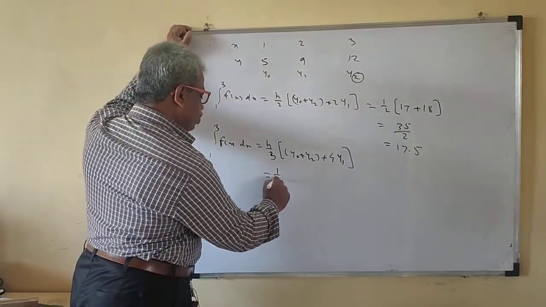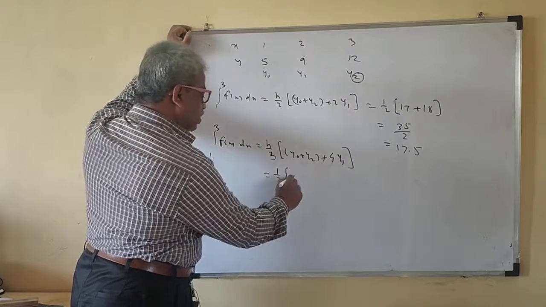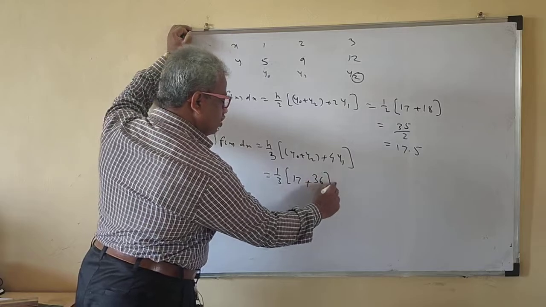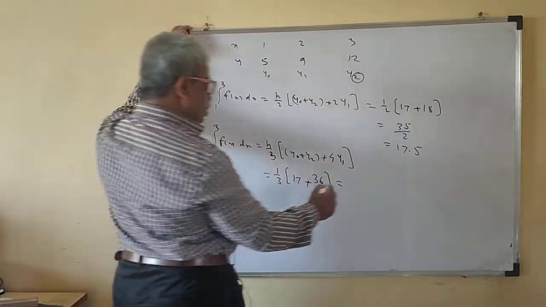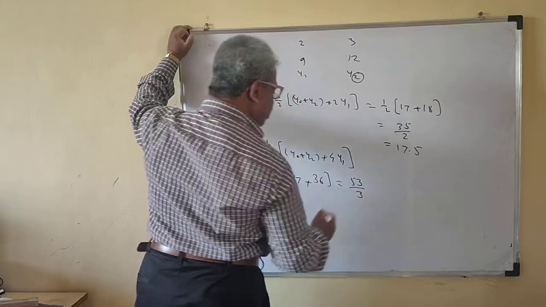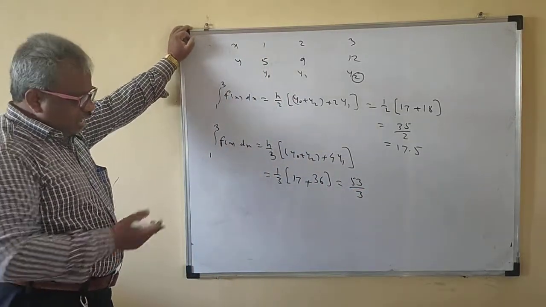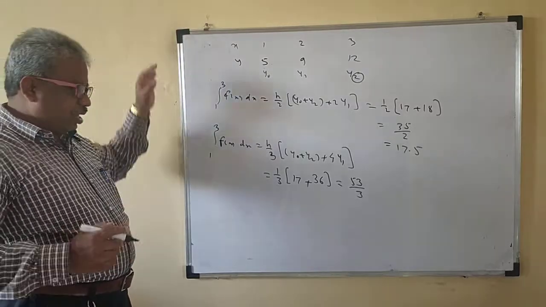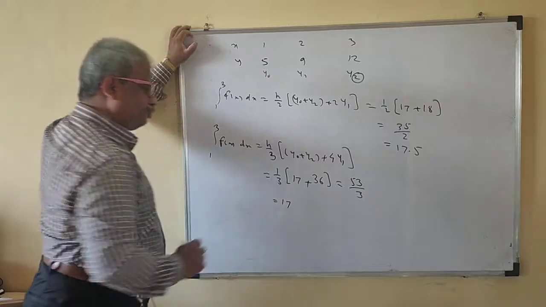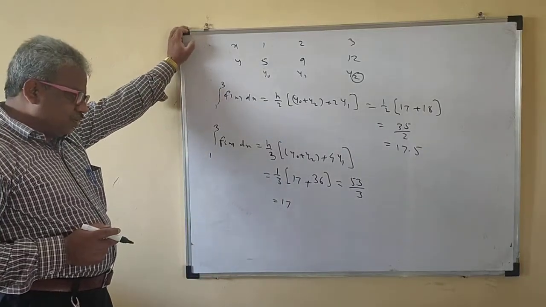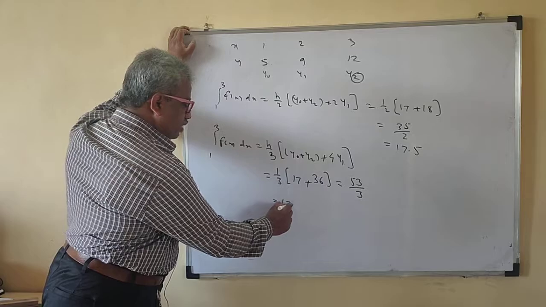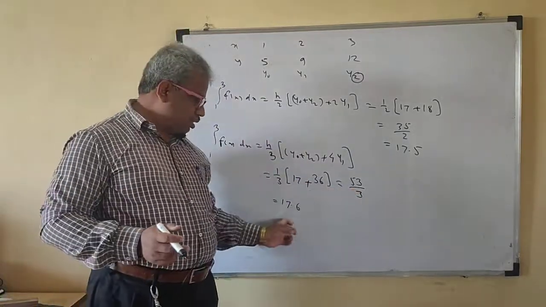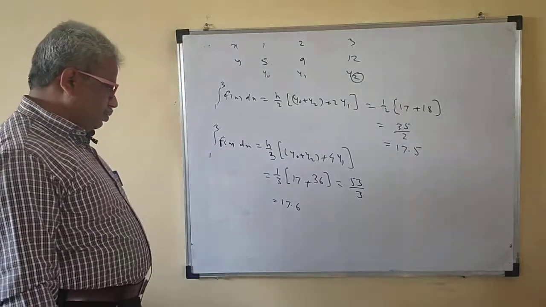So H by 3 is 1 by 3. Y0 plus Y2 is 17, plus 4 times Y1, which is 9, so 36. So this is 53 by 3. Just find it in decimal terms, so that you will get 17 point something, 17.6 like this. So check your answer, maybe 17.6 something like this.